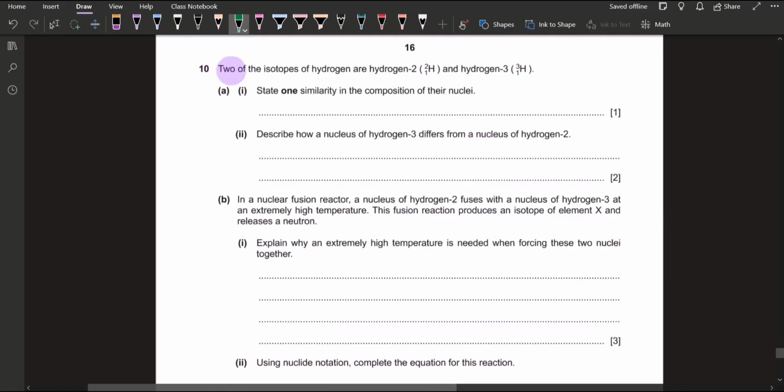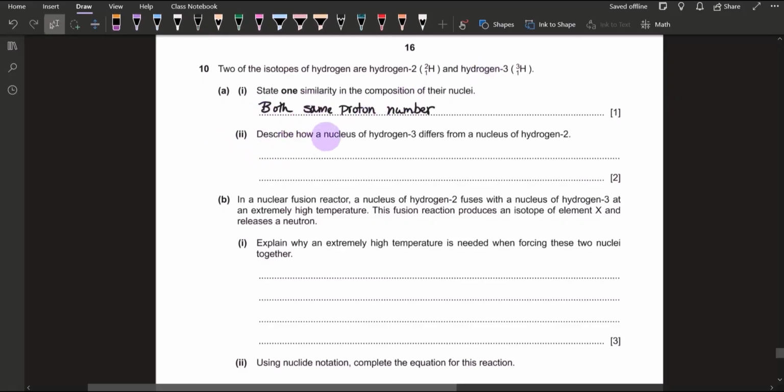Question number 10. 2 isotopes of hydrogen are hydrogen 2 and hydrogen 3. Part A says state one similarity in the composition of their nuclei. So as we can see here, they both have same number of protons. So we can write here, both have same protons. Or we can write same proton number.